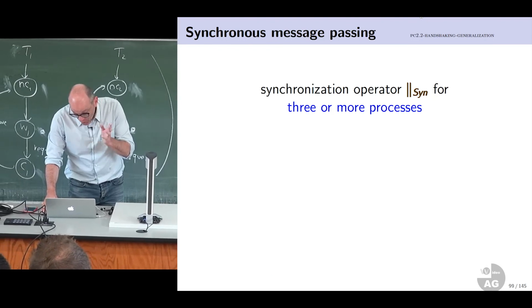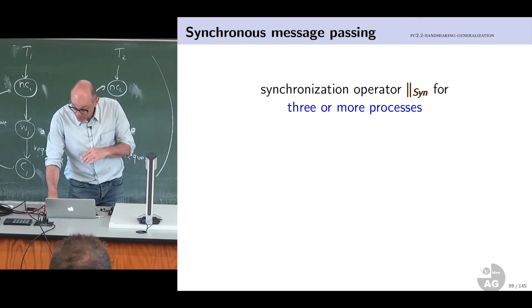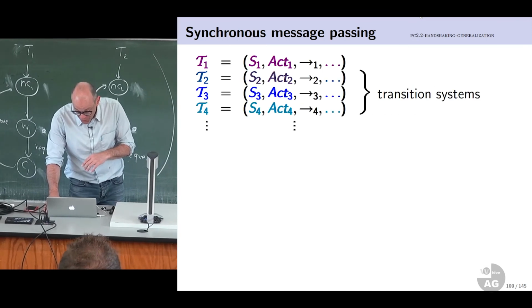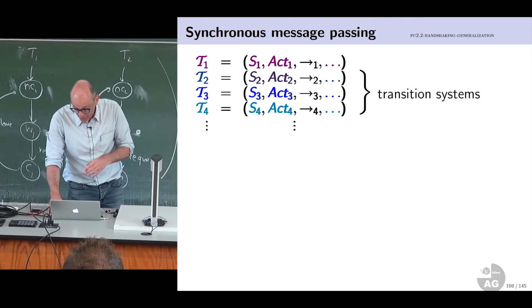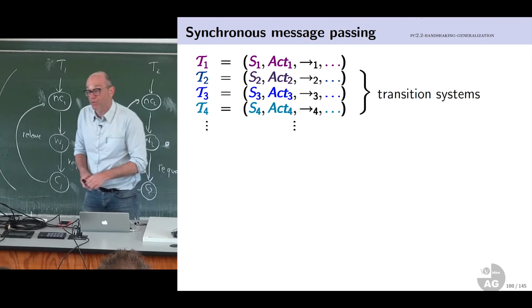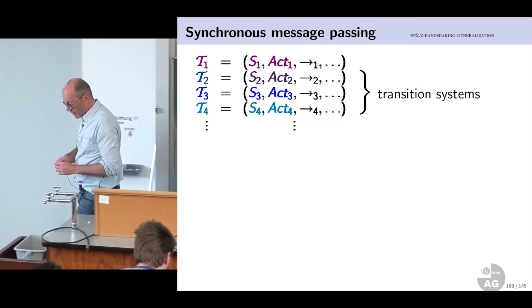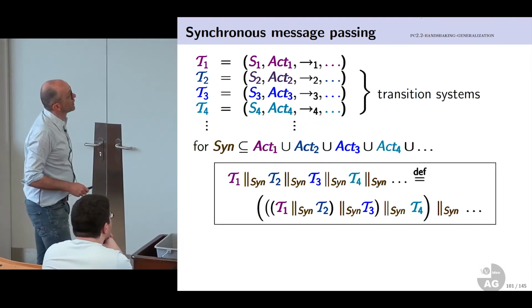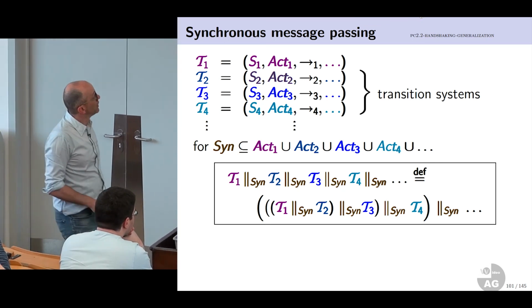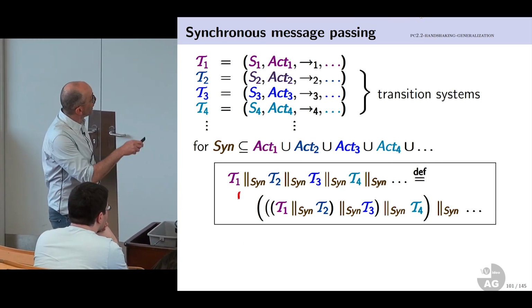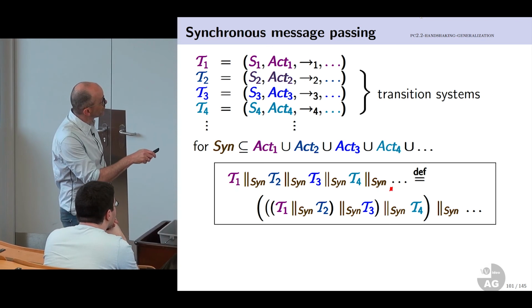Good. You can easily generalize this for more than 2 processes. Suppose I have several transition systems and I would like to do something like this parallel composition. Then what you can do is something like this. You can define the composition of several threads.